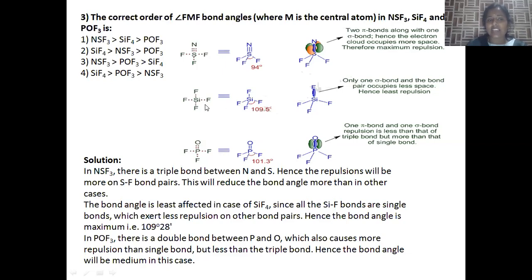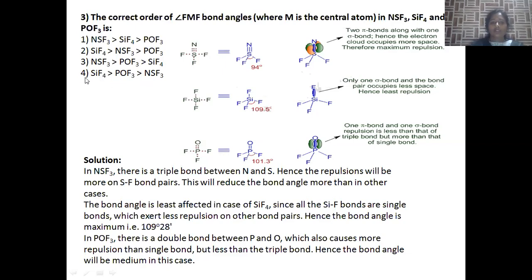So this is for SiF4. When we take P double bond O and F F F single bonds, again we have a double bond. Compared to a single bond, the double bond occupation will be more, hence the bond angle deviates with respect to normal single bonded compounds. Hence, the correct order will be: SiF4 has the highest bond angle, 109 degrees 5 minutes, and the next is POF3 where 101 degrees 3 minutes will be there, and the NSF3 bond angle is least, that is 94 degrees. This is based on the number of bonds present between the central atom and the surrounding atoms. If more bonds are there, the remaining bonds will be compressed, so the bond angle will be reduced. The correct option will be option number 4.